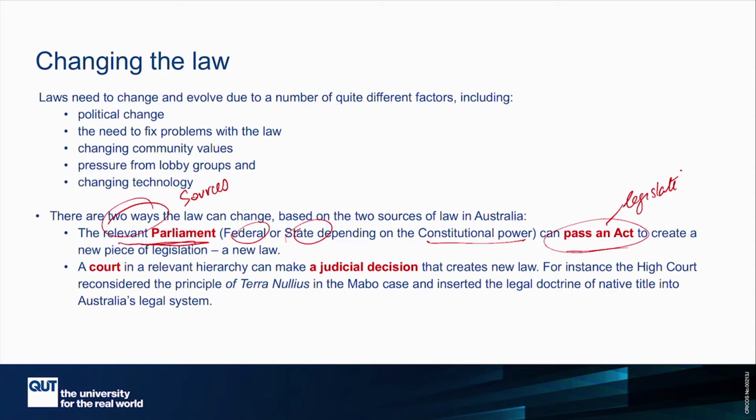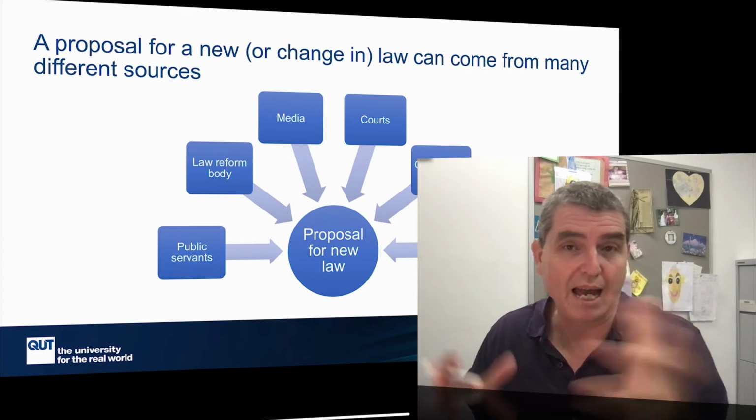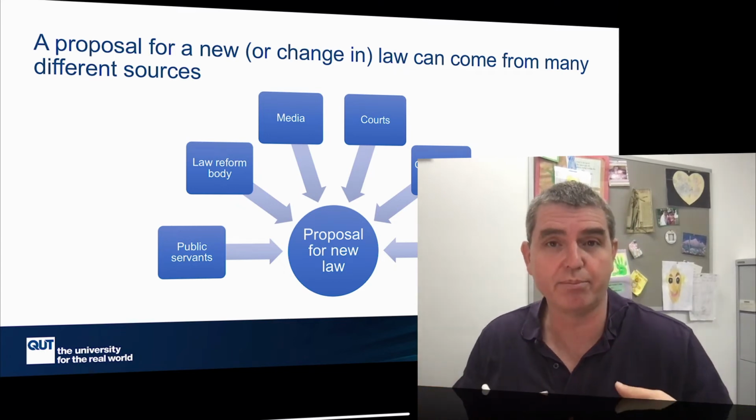Alternatively, a court in a hierarchy can make a judicial decision that creates new law. For instance, the High Court reconsidered that principle of terra nullius in the Mabo case and inserted the doctrine of native title into Australia's legal system. There was nothing legislated about that, and that is a hallmark of our common law system, that we have two sources of law. Let's deal with the most common one first, which is legislation. How does legislation come about? How does it become law?